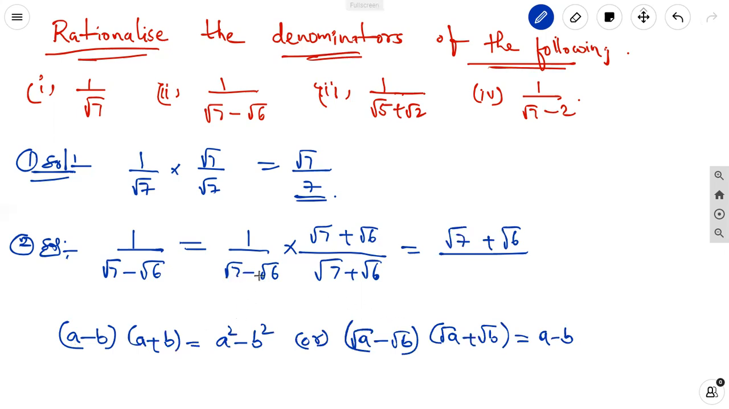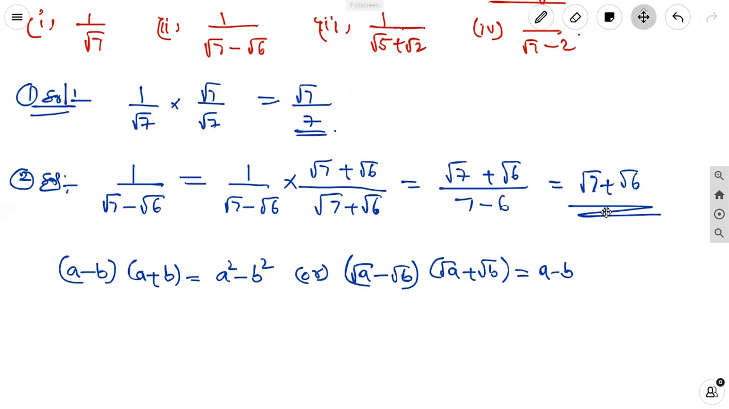Here root 7 whole square means root and square get cancelled, so you are getting 7. Minus root 6 whole square means root and square get cancelled, you are getting 6. It is equal to 7 minus 6 is 1. So root 7 plus root 6 in the numerator, with denominator 1, it is only the numerator we are taking. This is the rationalization. The second one is done. Third one.